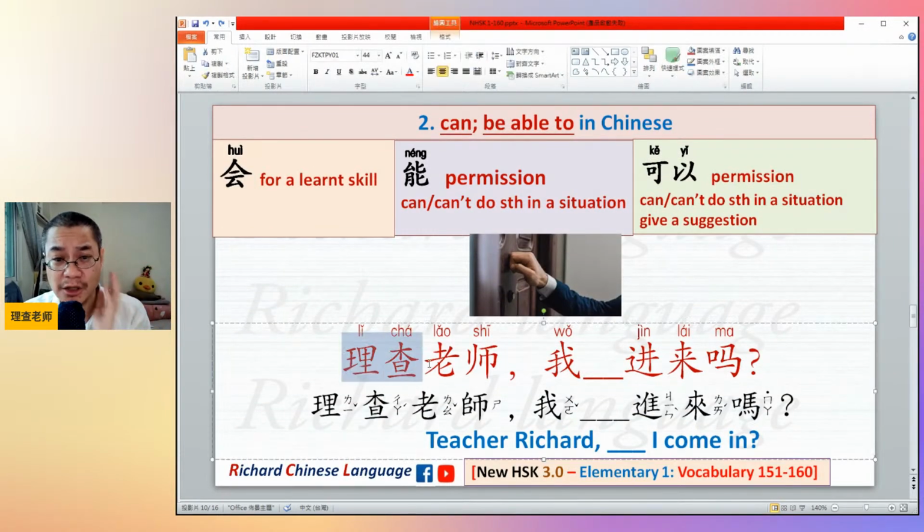理查老师，我进来吗 Okay, Teacher Richard, I 进来 means come in. 进来 come in. Okay, 进来吗 Once again, ma is a yes no question marker. So what's the answer? 理查老师，我进来吗 Can I? May I come in? Okay, what's the answer?